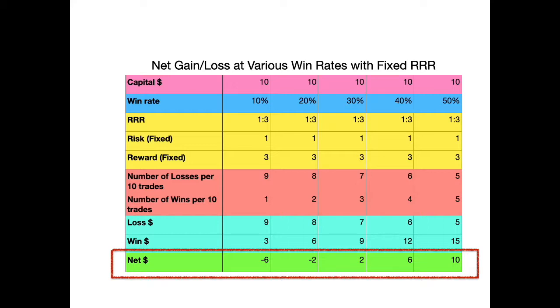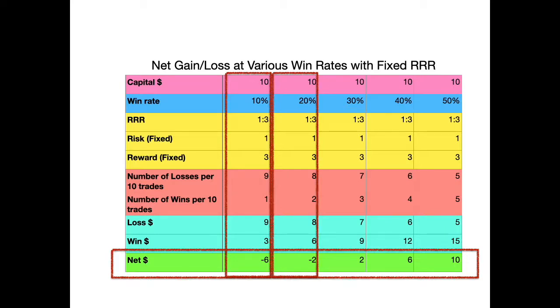At a win rate of 10%, meaning that the trader is right 1 out of 10 times and wrong 9 out of 10 times, and employing the 1:3 RRR, the net loss is at $6. So that's a 60% loss. At a win rate of 20%, at a 1:3 RRR, the net loss is at $2. Now at a 30% win rate, there is a $2 gain. At the 50% win rate with an RRR of 1:3, the gain is at $10. So that's a 100% gain.